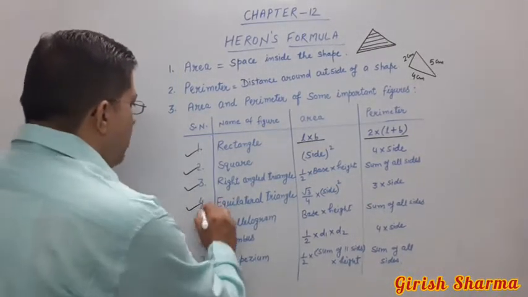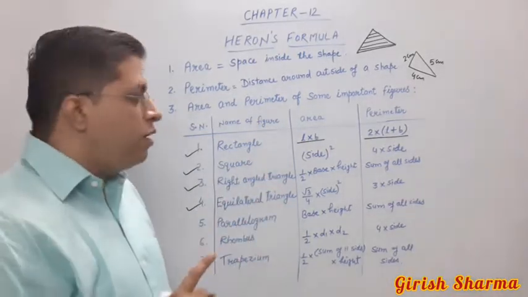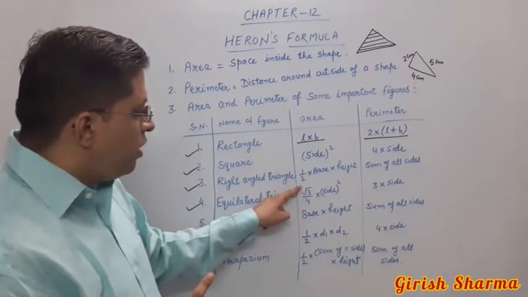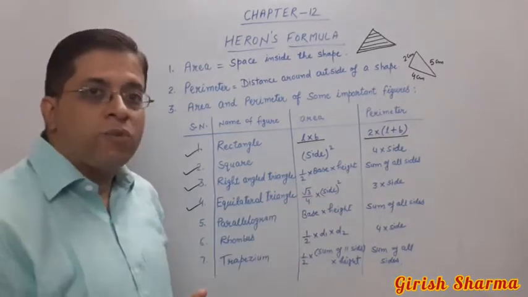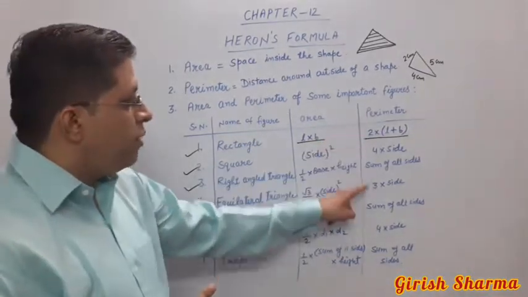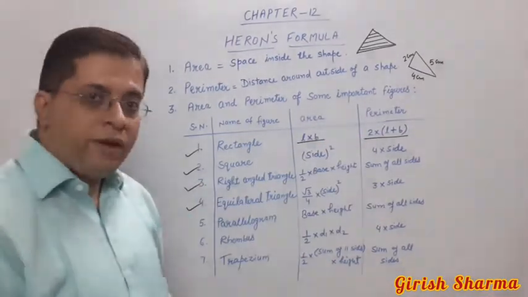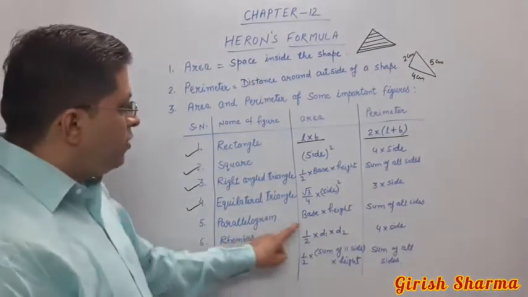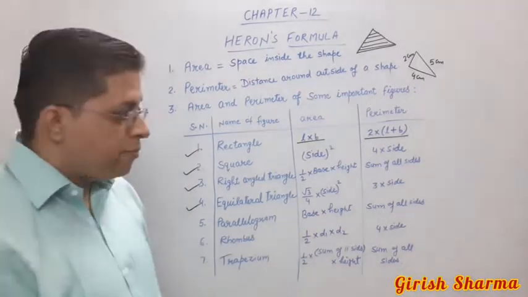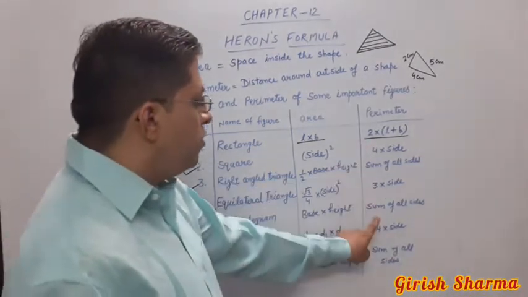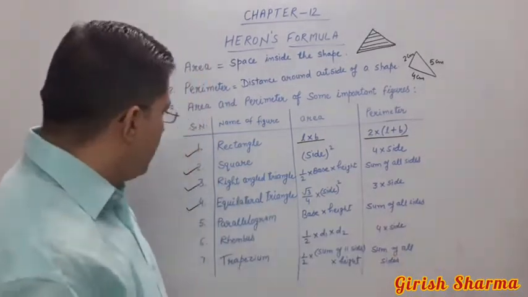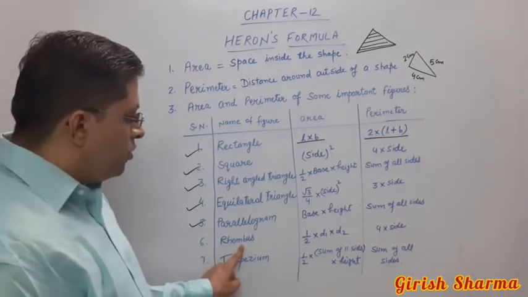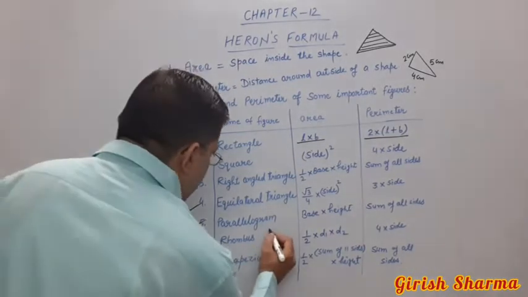Next one is equilateral triangle. It means all sides of the triangle are equal. See, its area is root 3 upon 4 into side squared. And what is its perimeter? 3 into side. Okay, next parallelogram. What is its area? Base into height. And its perimeter is the sum of all sides. Clear?